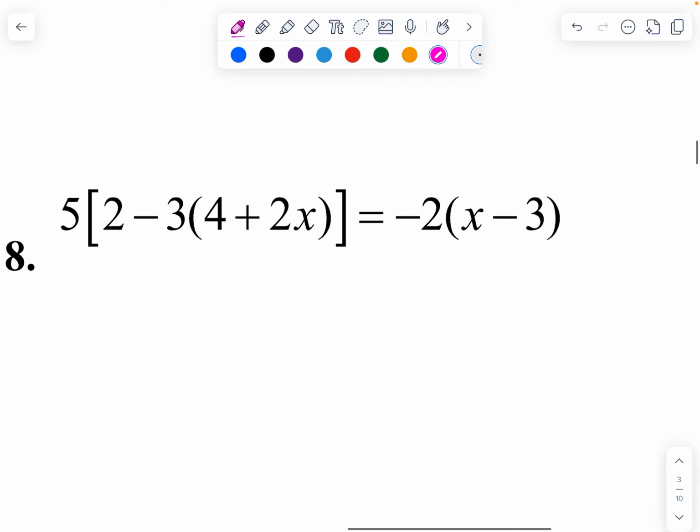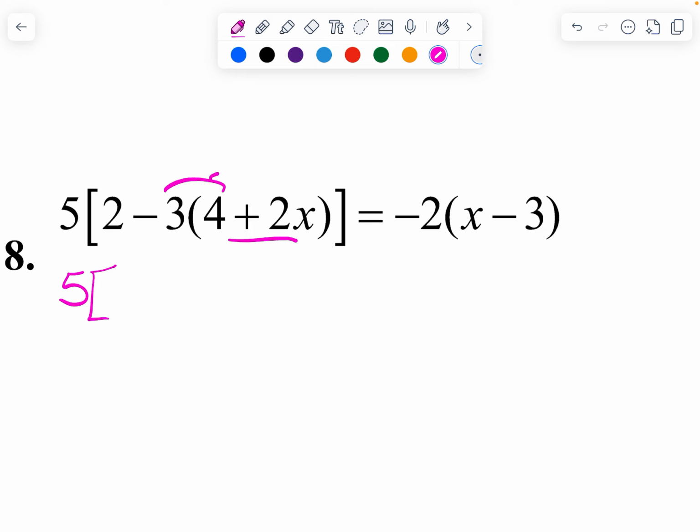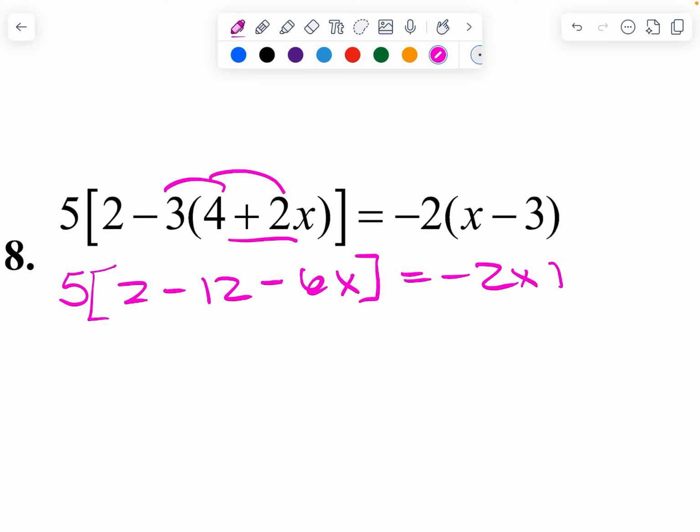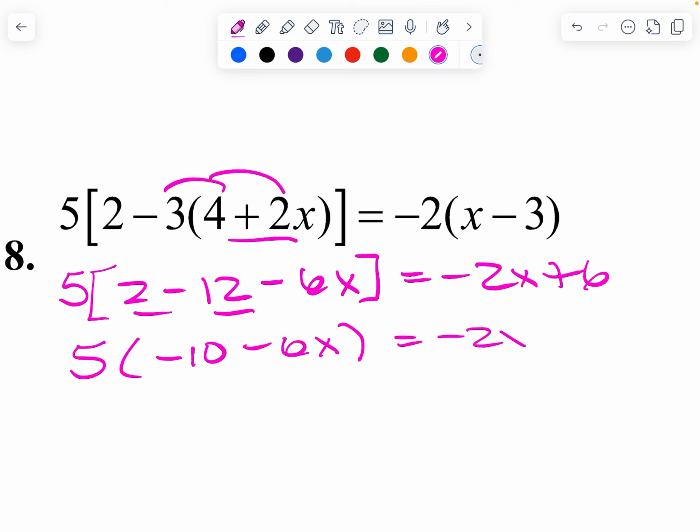This next one, start with the very inside part. So there's nothing to do here, but I can distribute. So 2 minus 12 minus 6x equals negative 2x plus 6. Then combine like terms inside. Negative 10 minus 6x, negative 2x plus 6.